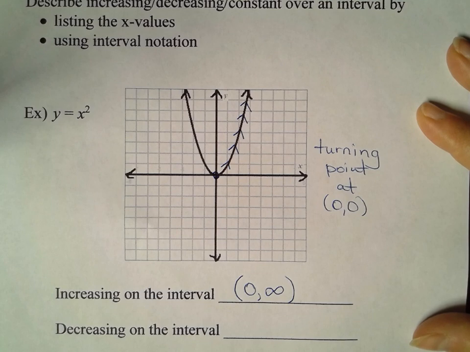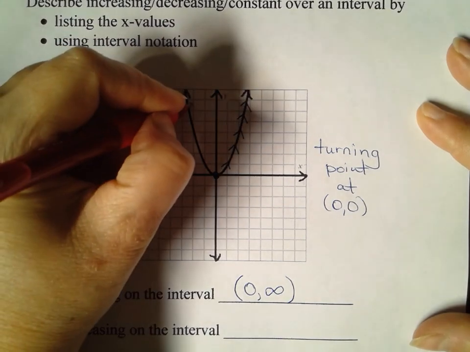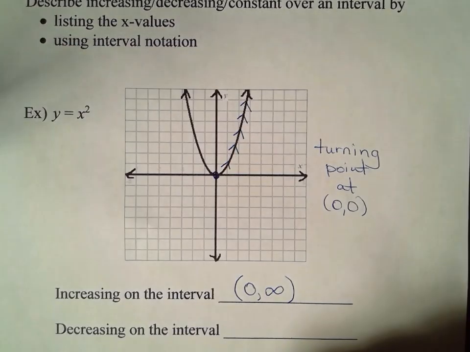Okay, on the other side of this graph, I think you can see that the y value is going down as we go from left to right.